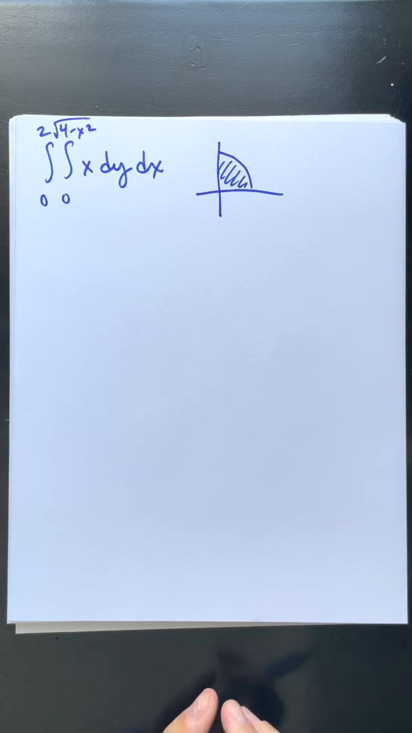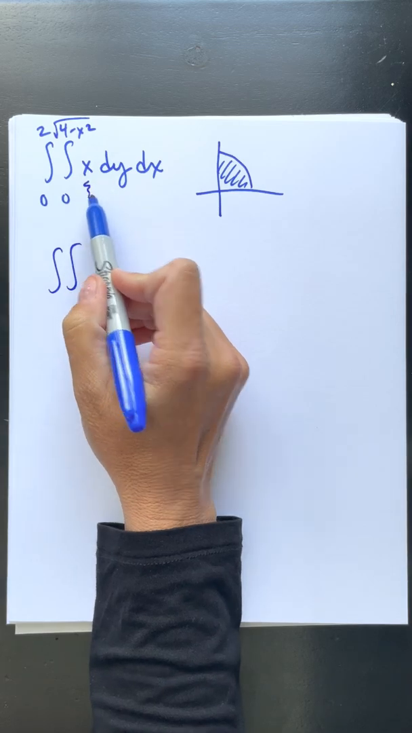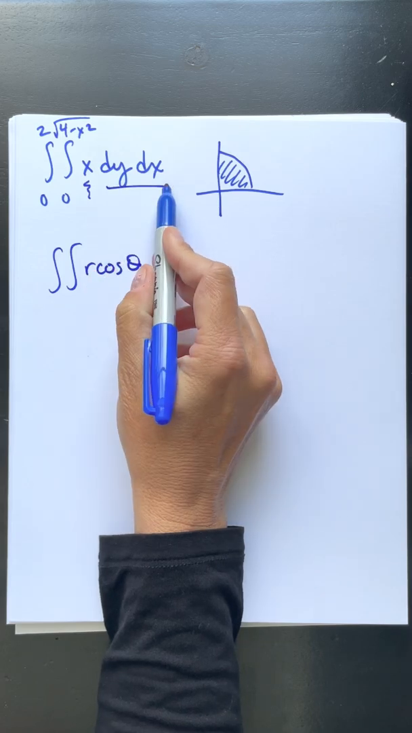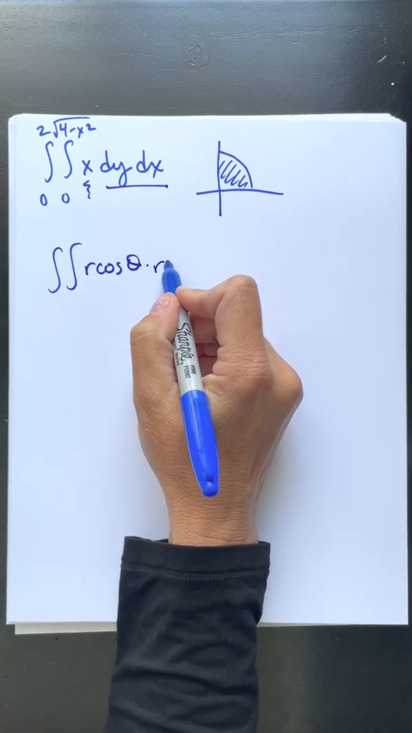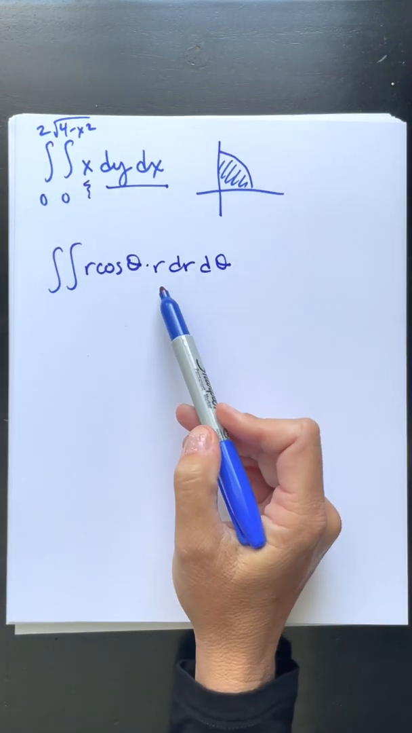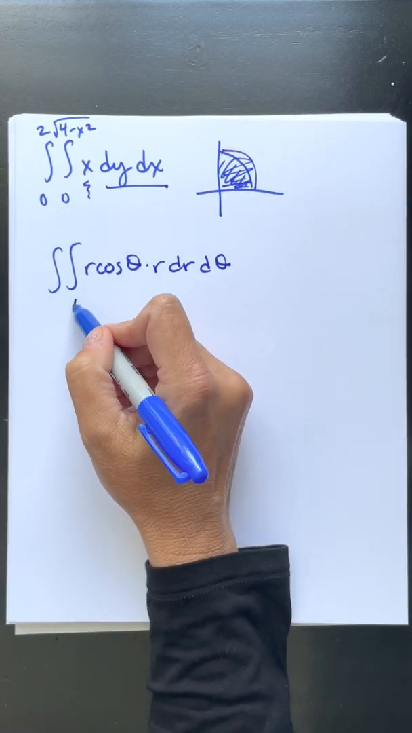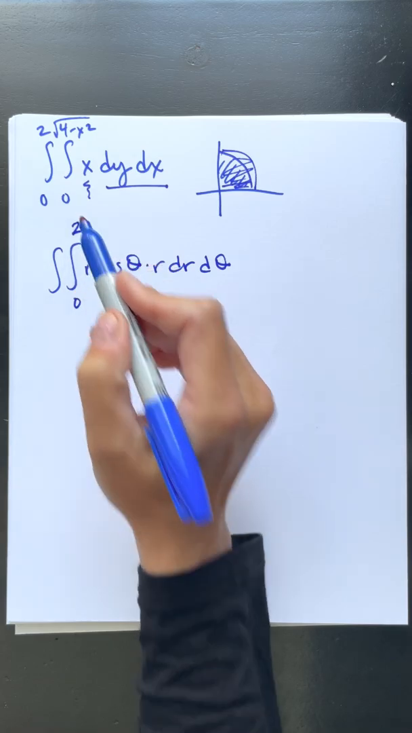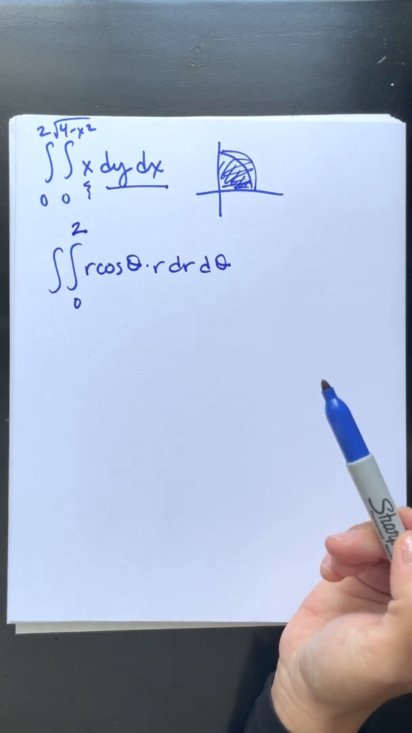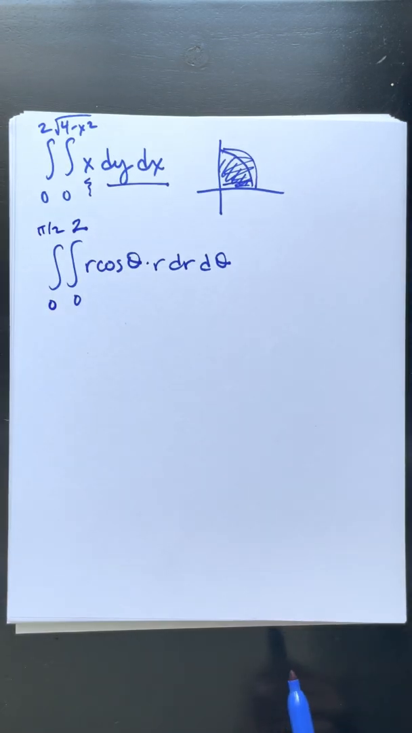So then this is going to turn into the double integral. Now my x is going to be replaced with r cosine theta. dy dx is going to turn into r dr d theta. Now, my r values are going from 0 out to this quarter circle, so from 0 to 2. And I'm only in the first quadrant here, so I'm going from 0 to pi over 2 for my theta values.